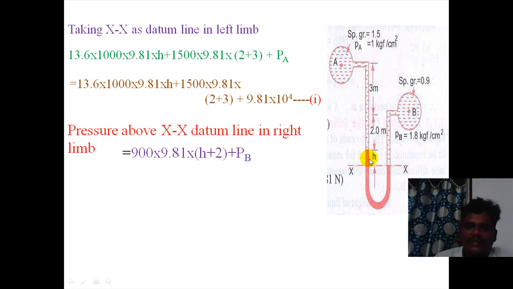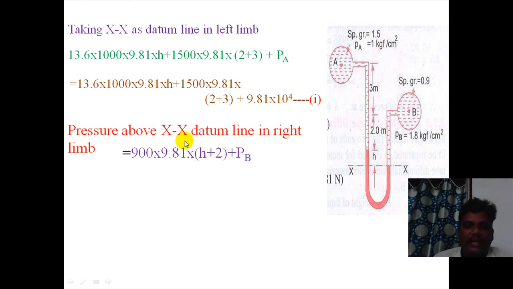Mercury specific gravity is 13.6 into 1000. We get it in terms of densities, multiplied with 9.81 g, rho g h. Rho g h is nothing but pressure. All should be pressures which are acting in the limb. Which limb? The left limb. Now by calculating we get 13.6 into 1000 into h, 9.81 into 10 power 4 Newton per meter square for the pressure. Convert them into Newton per meter square.